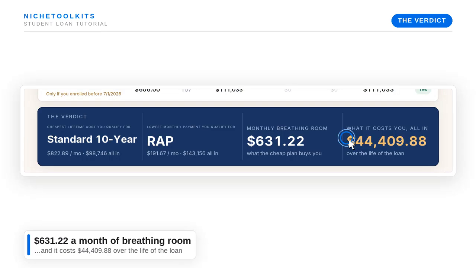RAP is $631.22 a month lighter than standard 10-year, and that breathing room costs $44,409.88 over the life of the loan. The winner on lifetime cost is the boring one, and breathing room shouldn't be an accident.